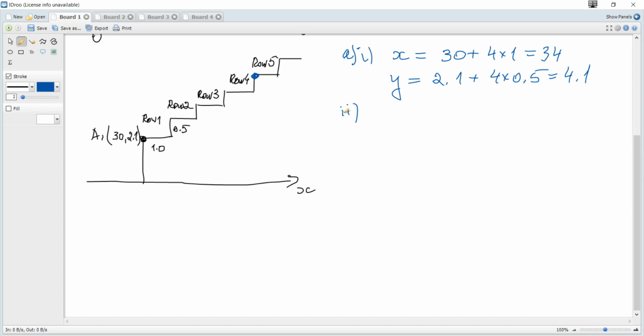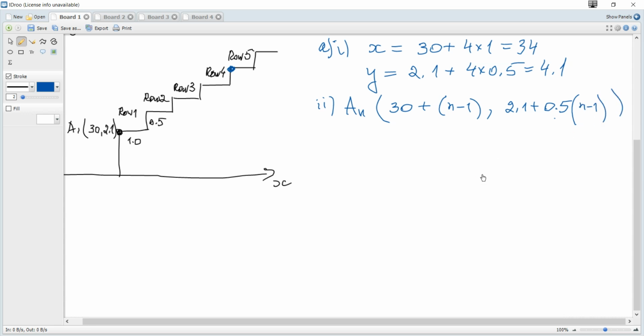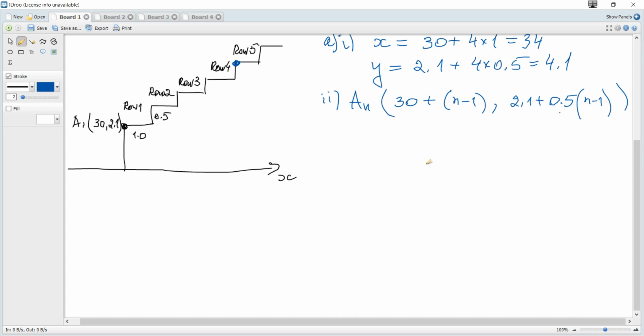find in terms of N the coordinates of the front of the foot space of seat AN, 3 marks. So we need in general the coordinates of AN, and absolutely similarly you can notice that it's an arithmetic sequence, and using the formula U_N is U1 plus (N minus 1) multiplied by D, where D is the common difference. For X it's 30 plus the common difference, which is 1, multiplied by (N minus 1). And the Y coordinate is 2.1 plus 0.5 times (N minus 1). You may simplify, but it's not necessary.